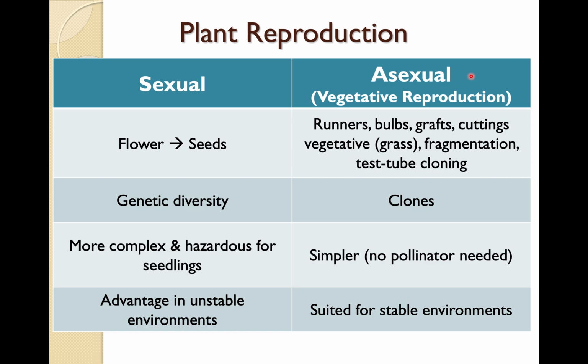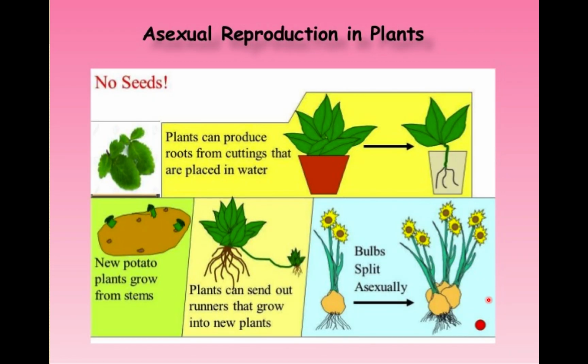Now, some plants also reproduce asexually, and this is called vegetative reproduction. All the offspring are going to be clones, genetically identical to the parents. It's a lot simpler. There's no need for pollinators, and this type of reproduction is more suitable for stable environments.